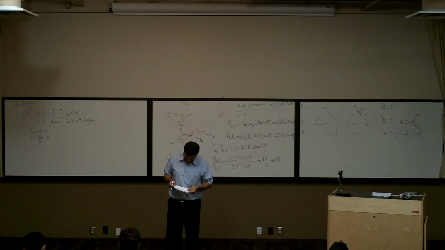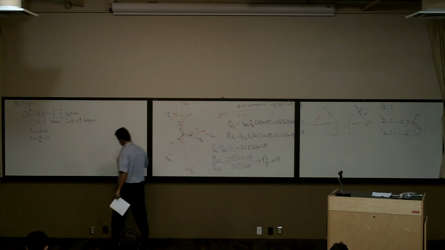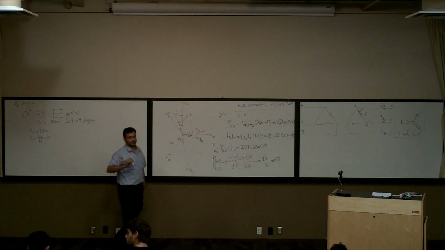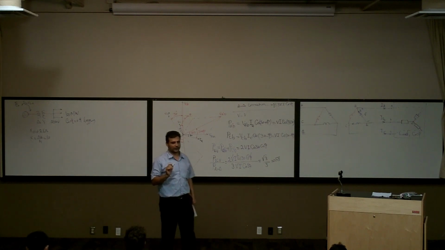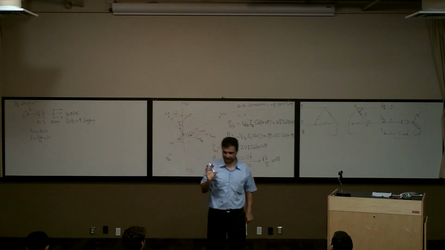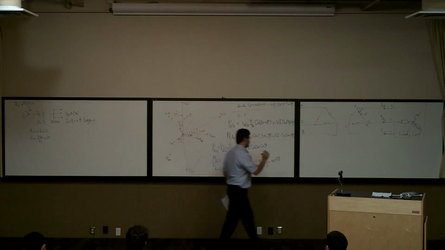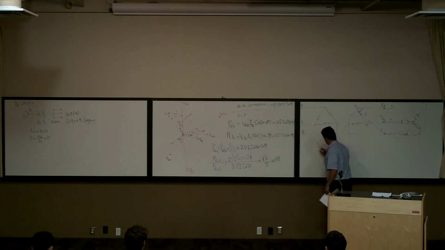We don't have the generator. So let's start solving this one. I'm going to make it easy for myself. I'm going to draw this as a per phase circuit, right? Generator is like this in general. It's a Thevenin circuit, right?